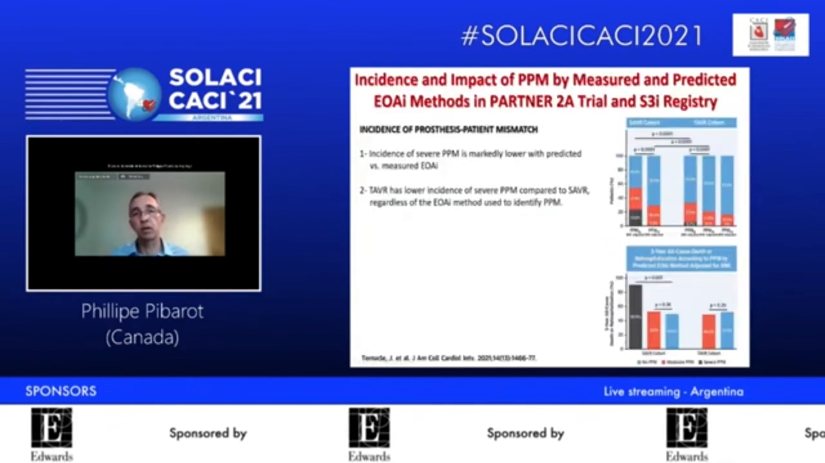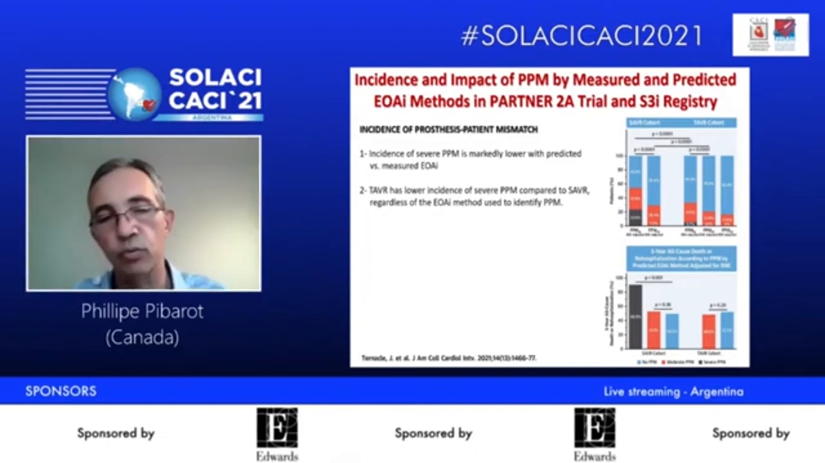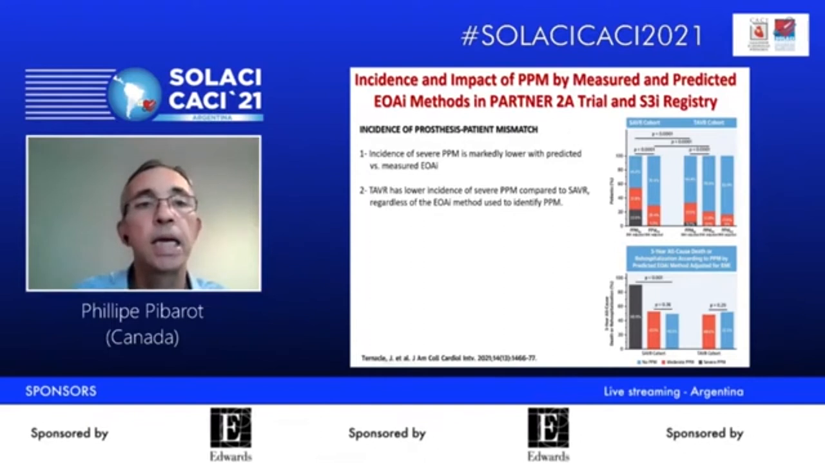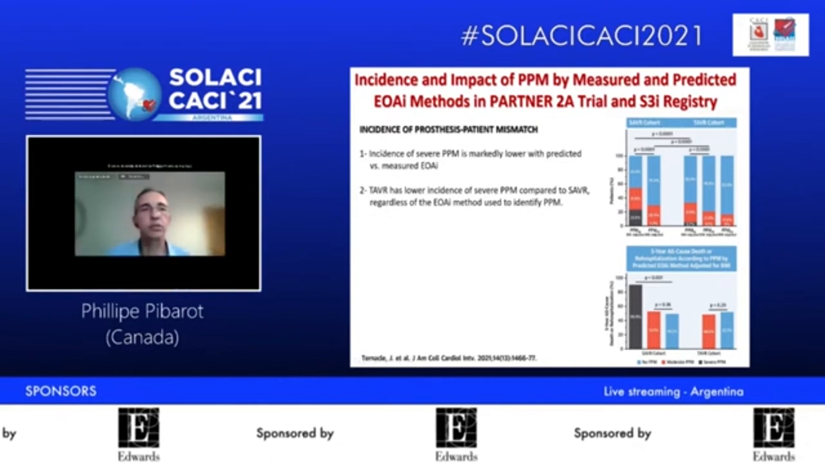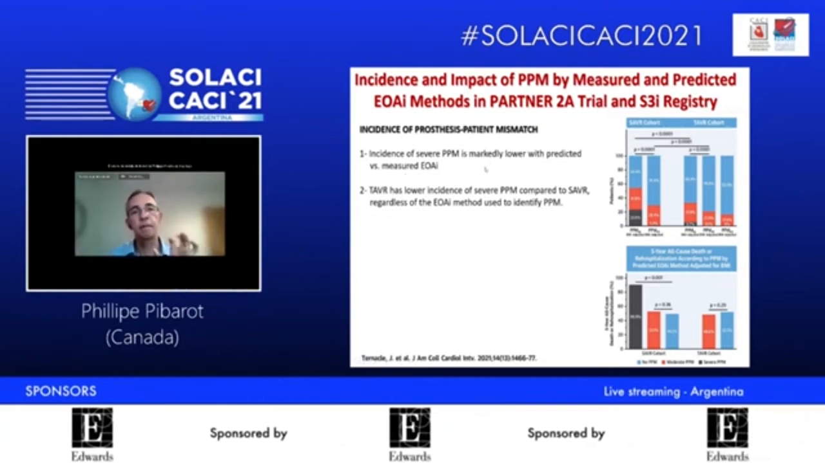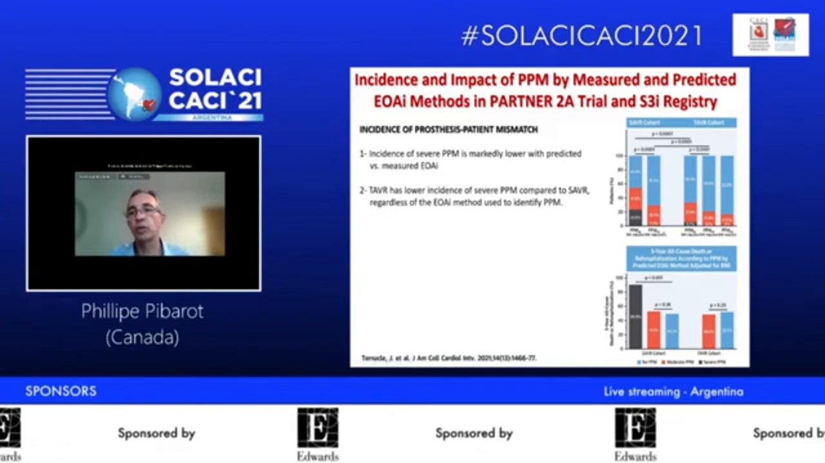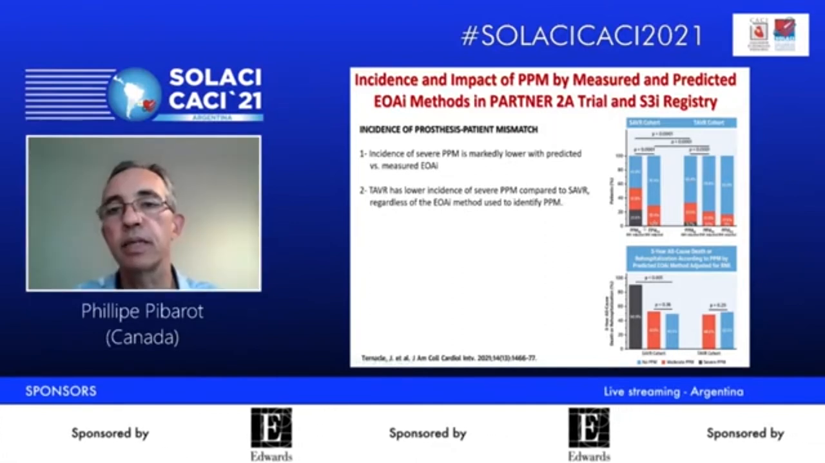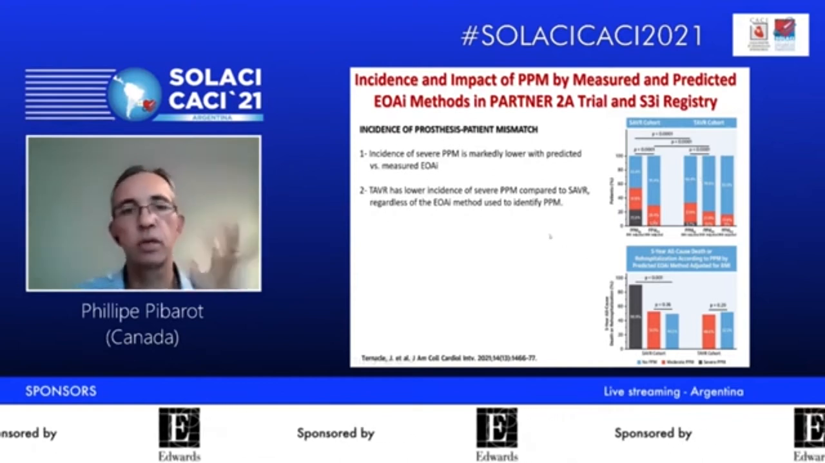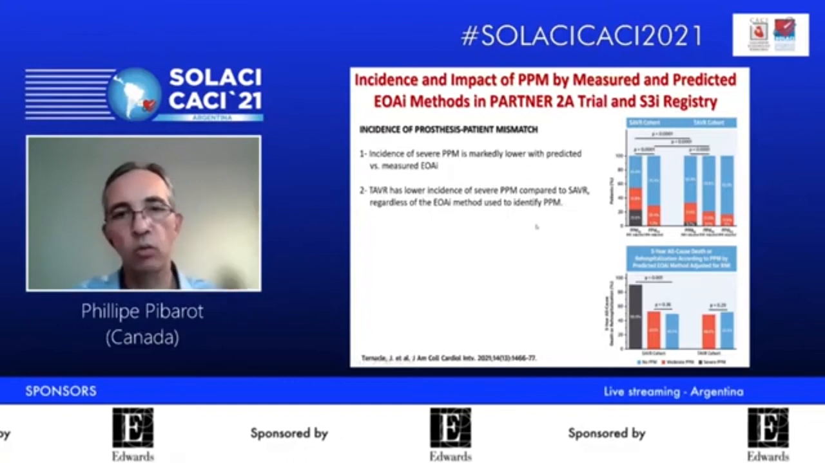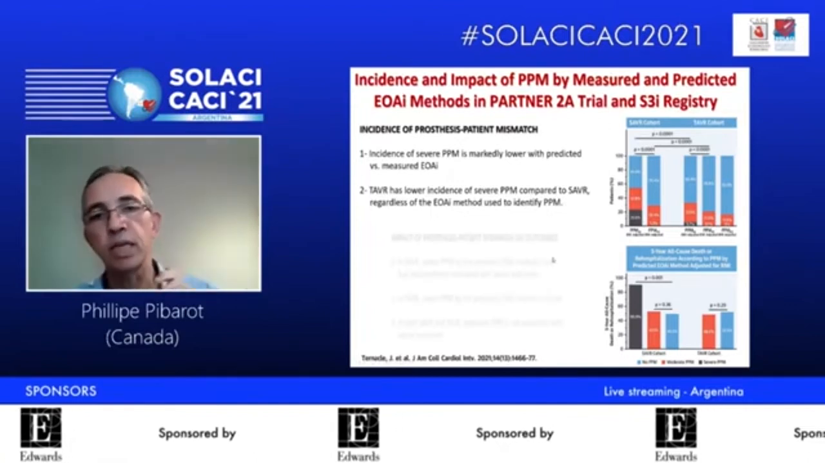This is the recent study that we published, and this is the PARTNER 2A trial and SAPIEN 3 intermediate risk registry. And in this study, we use both definition methods, so the measured and the predicted indexed AOA. And the summary is that the incidence of severe mismatch, again, is markedly lower when you use the predicted indexed AOA versus the measured. And this is in both arms, SAVR and TAVR. And regardless of the method used, the incidence of severe mismatch was always much lower in TAVR versus SAVR.